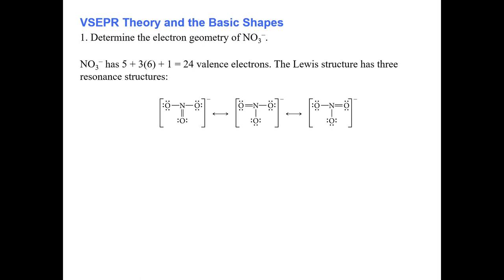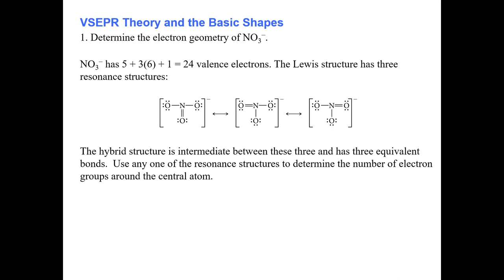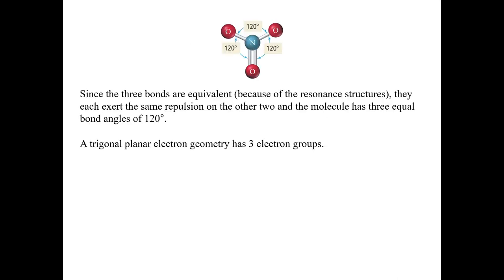Okay, so let's just take a look at this one right here, the leftmost structure. We see that we have 1, 2, 3 electron groups. When we space out the oxygens as far as possible, we have bond angles of 120 degrees. And 3 electron groups would give us an electron geometry of trigonal planar.